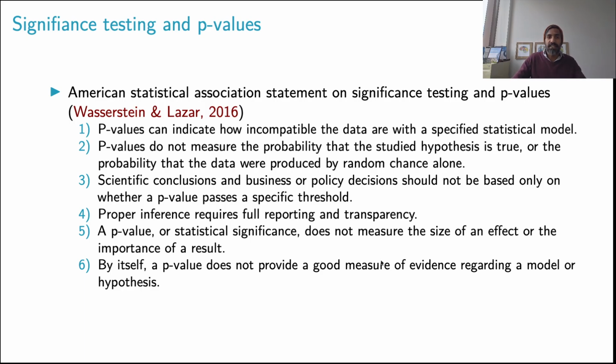A p-value or statistical significance does not measure the size of an effect or the importance of a result. So if your p-value is 0.00001, that does not mean that your effect is really, really strong and you have a highly significant result. It does not mean any of that. It just means that you're able to reject the null hypothesis, right? So your data is unlikely given the null hypothesis to be true. The p-value is binary. It doesn't indicate strength of effect.